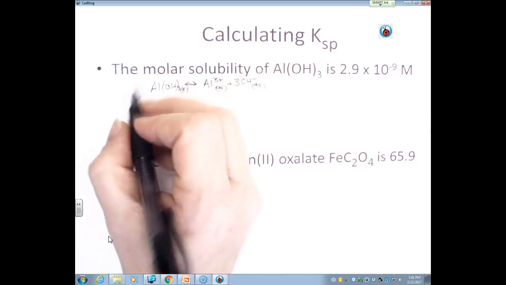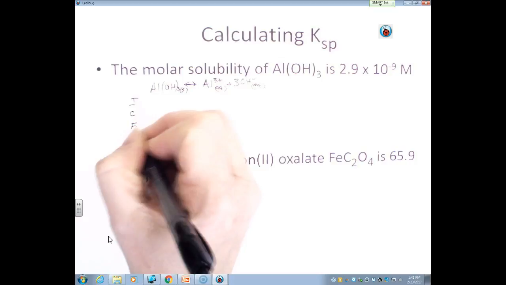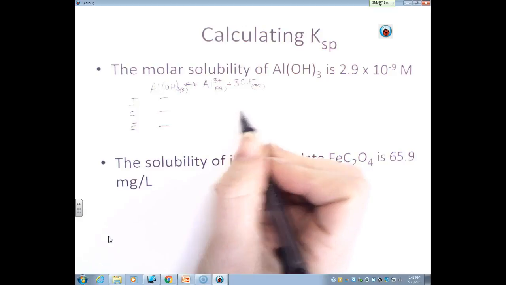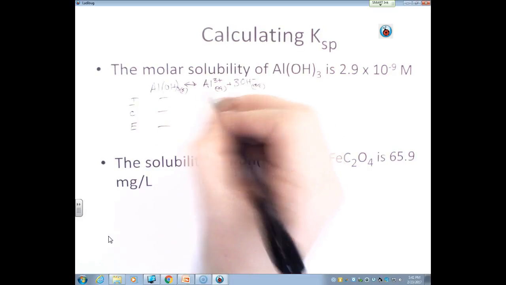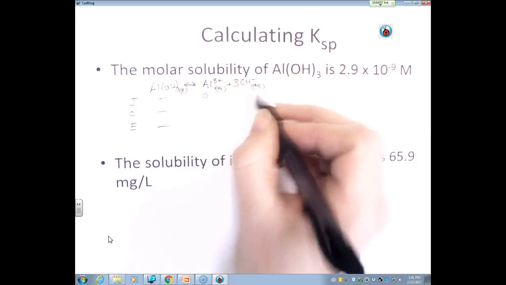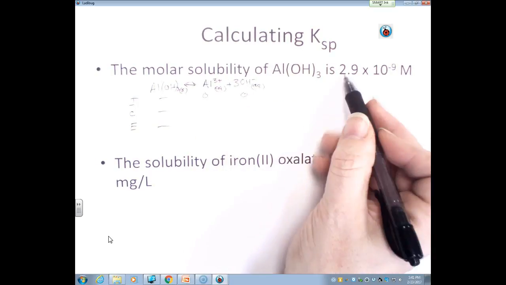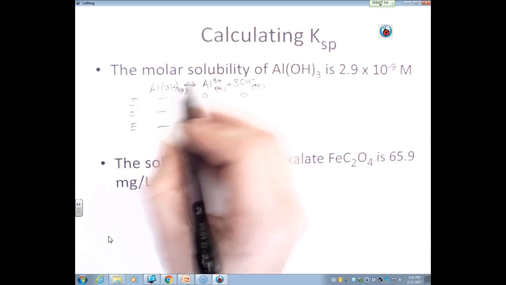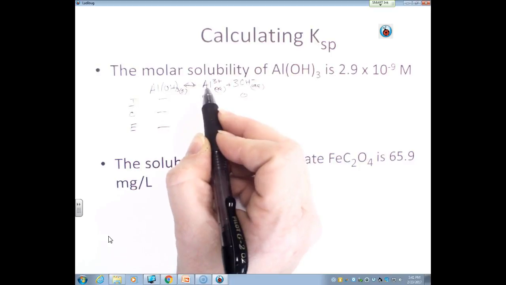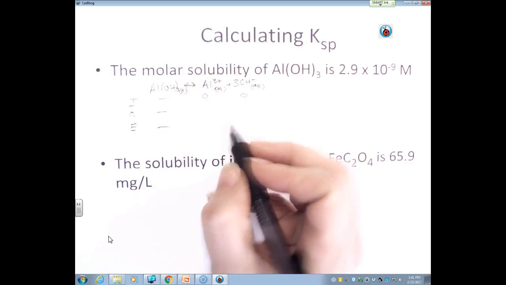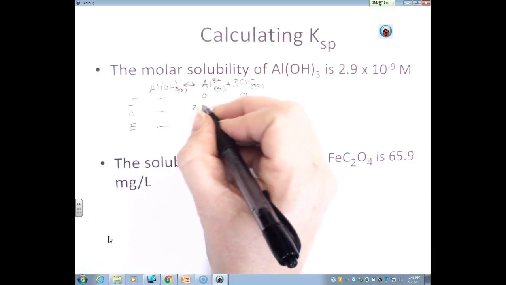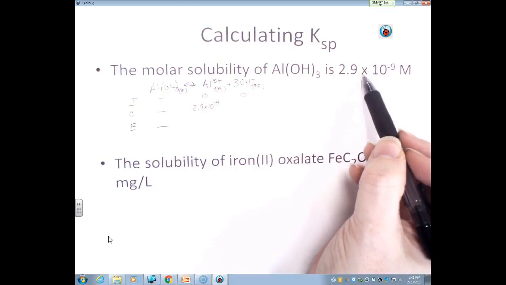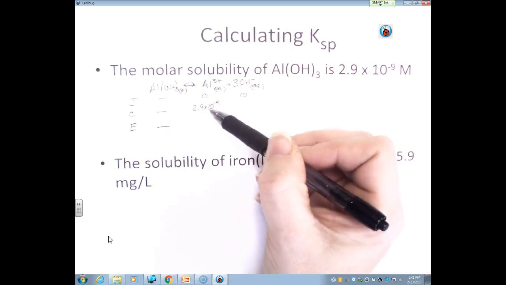So, ICE. It doesn't really matter how much solid we have, because we don't include solids in our equilibrium expression anyway. But we know that only this much is going to be dissolved. At the beginning we would have no ions, and we know that this much is going to split up. Since there's a 1-to-1 mole ratio of aluminum hydroxide to aluminum, I'm going to get 2.9 times 10 to the negative 9 molar of aluminum ions in solution.